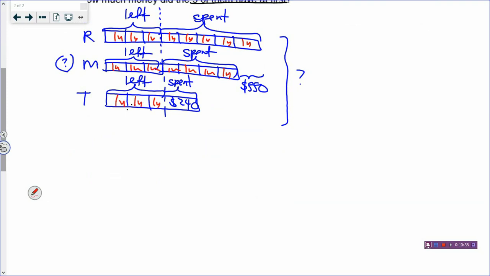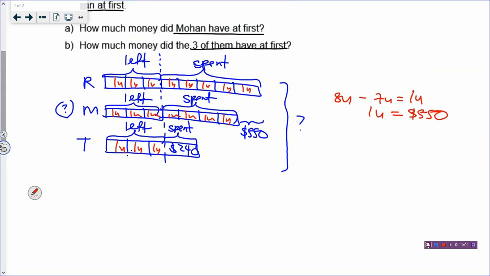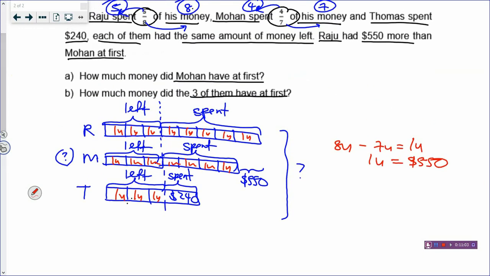And now you can see how many more units Raju has than Mohan. Raju has actually how many? 8 units, right? Raju has 8 units. Mohan has 7 units at first. And Raju has 1 unit more than Mohan. And the 1 unit more is $550 more. Okay, and once you know what is 1 unit, you can solve already.